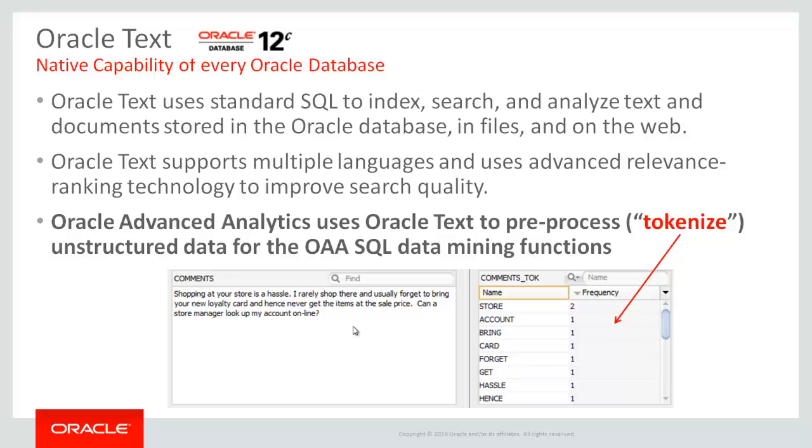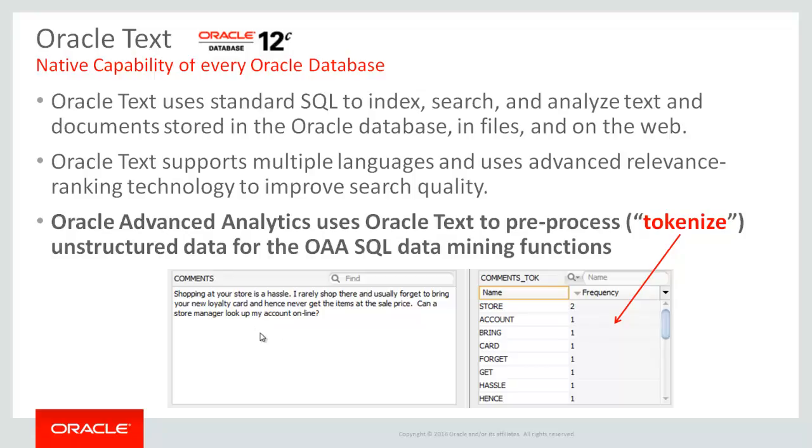It uses advanced relevance ranking technology to improve search quality, but we use it, as I show in the example below, to tokenize the unstructured data. So you see the unstructured data: shopping at your store is a hassle. I rarely shop there and usually forget to bring your new loyalty card and hence never get the items at the sale price. Can a store manager look up my account online? There might be typos in there, and what does that sentence even really mean? I don't know. Is that a positive or a negative sentence?